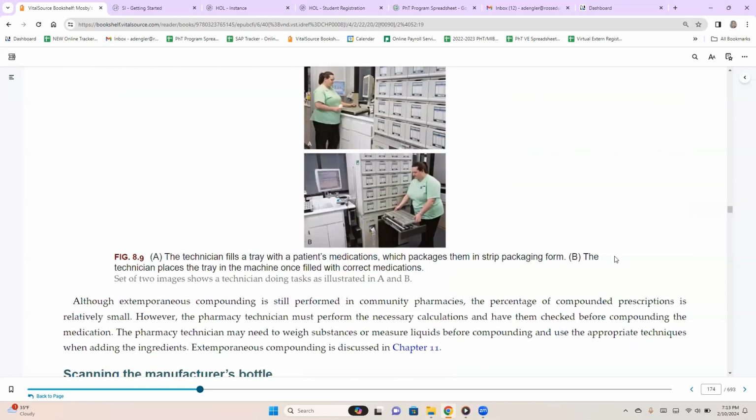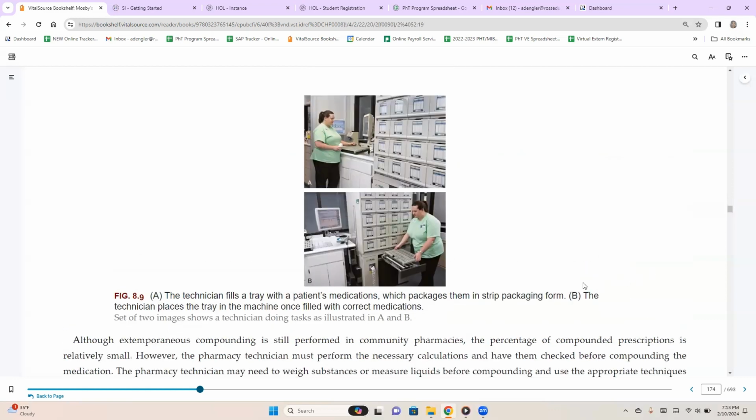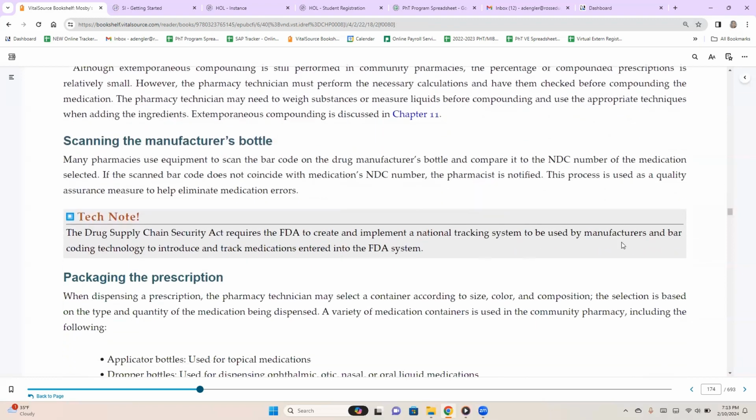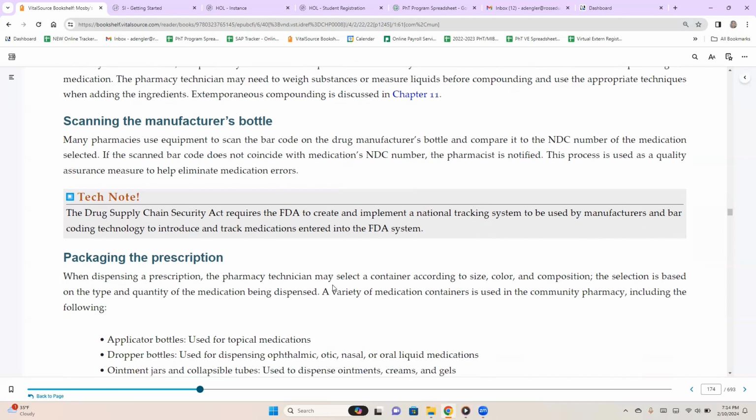And this figure is a technician filling a tray with patient's medications and then also placing the tray in the machine once filled with the correct medications. Many pharmacies use equipment to scan the barcode on the drug manufacturer's bottle and compare it to the NDC number of the medication selected. If the scan barcode does not coincide with medication's NDC number, the pharmacist is notified. This is used as a quality assurance measure to help eliminate medication errors.